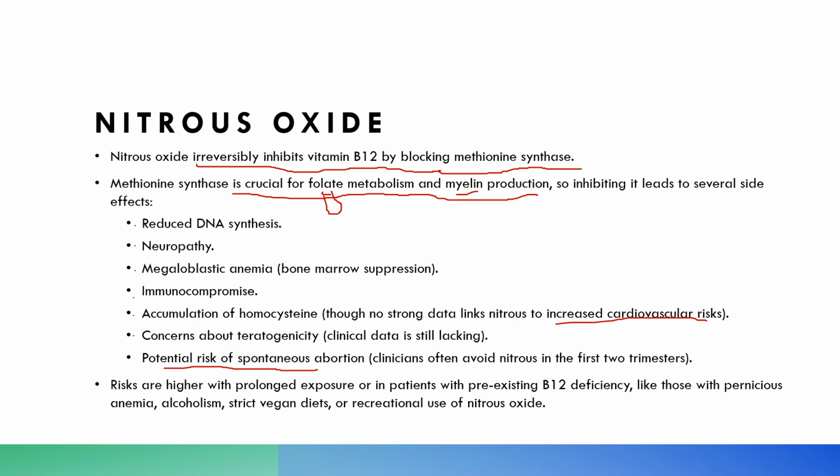All right, so what patients is this a high risk? So prolonged exposure with pre-existing B12 deficiency. So pre-existing B12 deficiency comes from mostly diet stuff. So alcoholism, strict vegan diets, or recreational use of nitrous oxide, and then pernicious anemia.